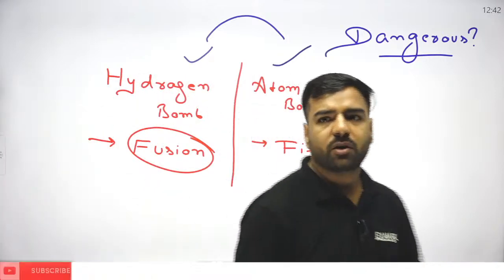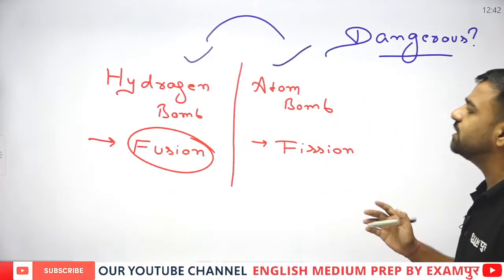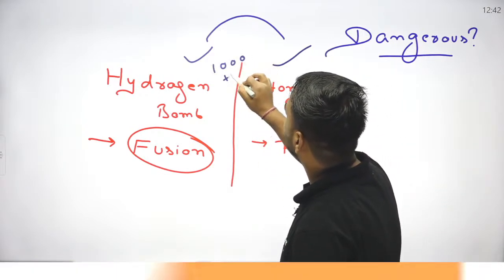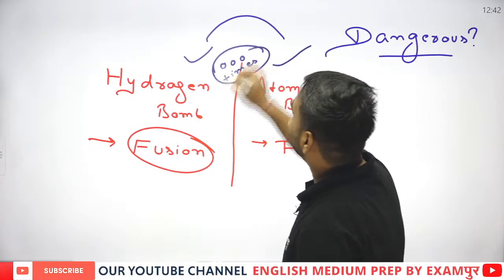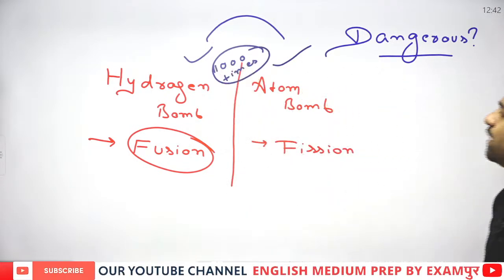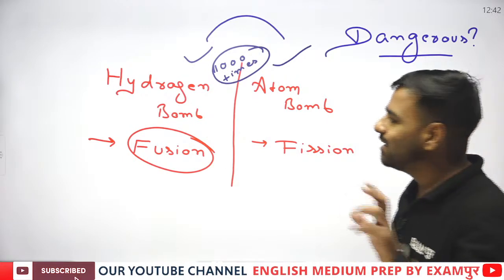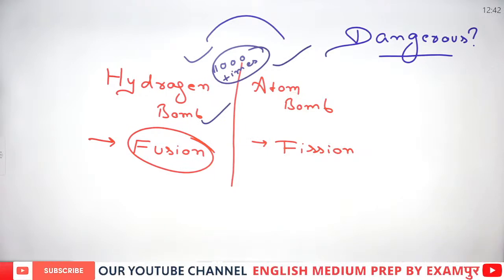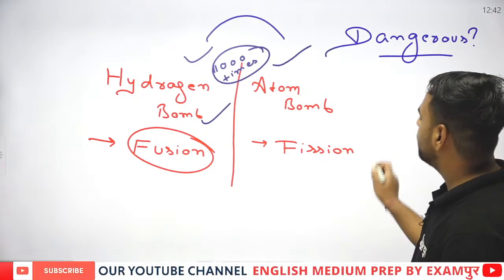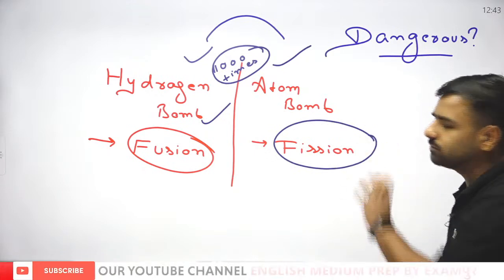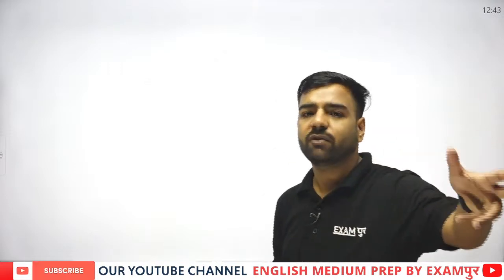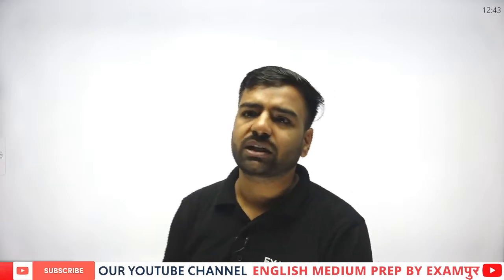If I talk about the intensity of these two bombs, please remember that the hydrogen bomb will cause 1,000 times extra devastation in comparison to the atom bomb. This was actually research which was done. So from that we came to know the hydrogen bomb is more dangerous than the atom bomb. Similarly, for fission and fusion reactions, we have nuclear reactors, heavy water, graphite rods, and cadmium rods. We will discuss that part in detail in nuclear chemistry.